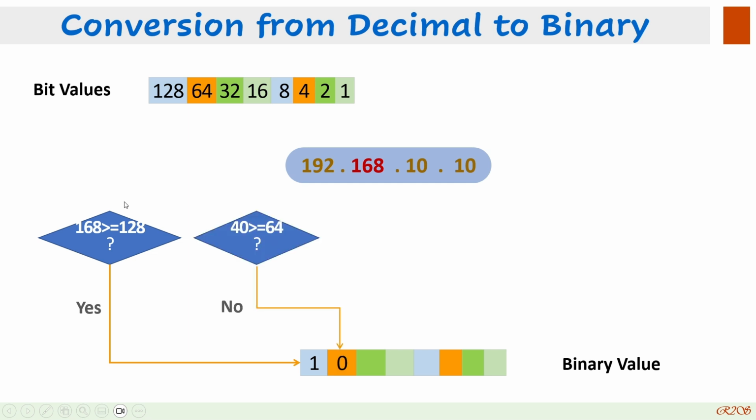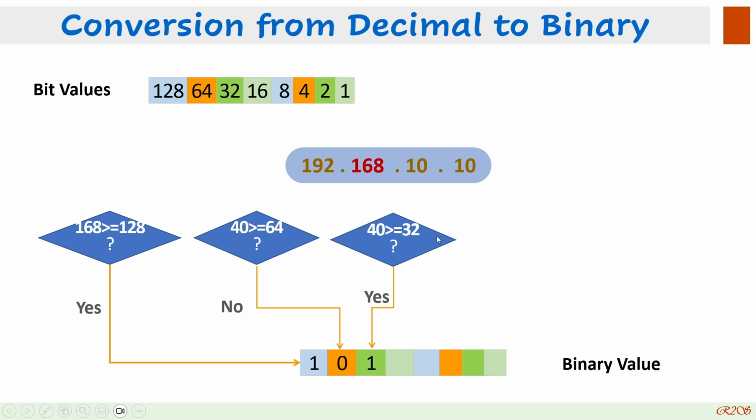So the difference between 168 and 128 is 40. Now again we are comparing: 40 is greater than or equal to the next bit value, which is 64. So 40 is not greater than or equal to 64, so we will say our sixth bit is 0. Now again we are comparing the next bit value, 32, with 40.